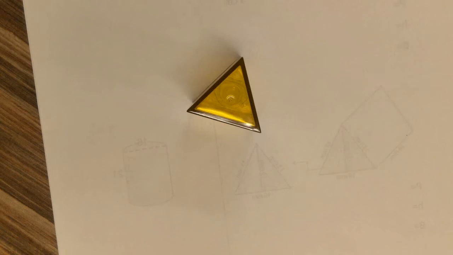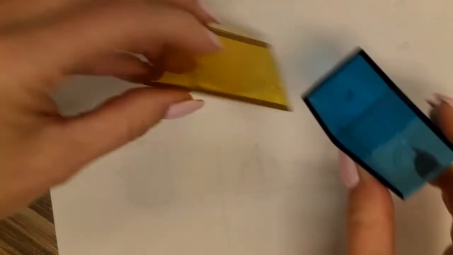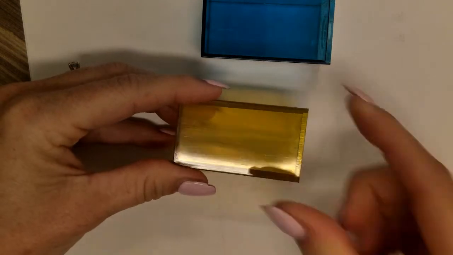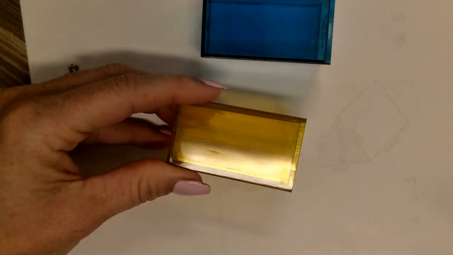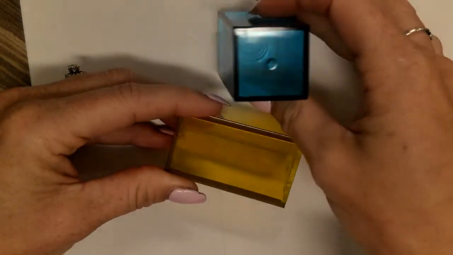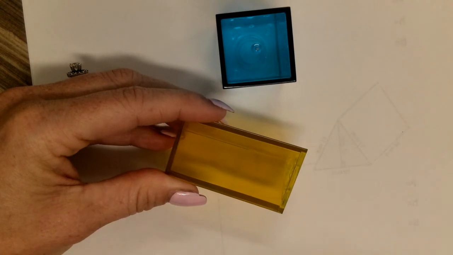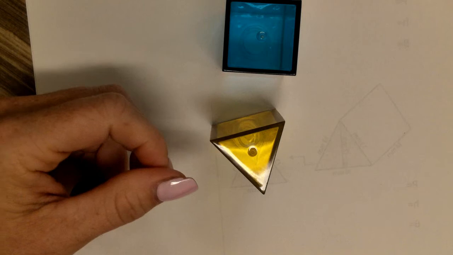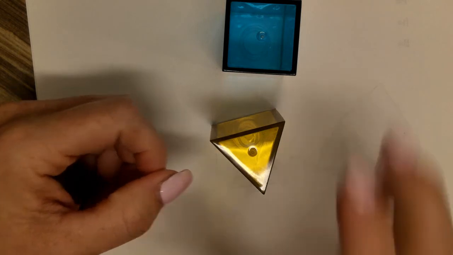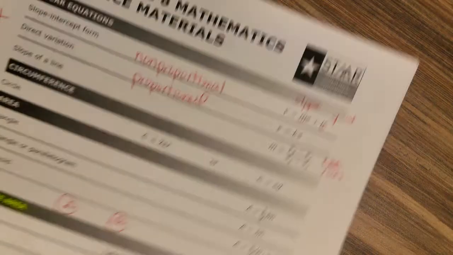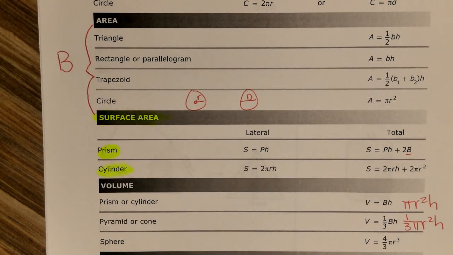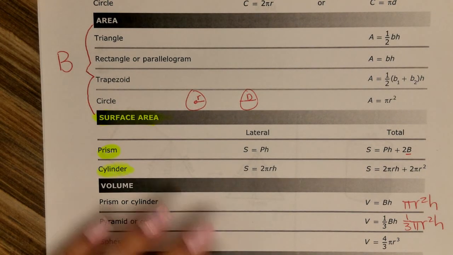So why are they both called prisms? Because the sides are rectangles. The first name tells you the name of the base. This one is a rectangular prism because the base is a rectangle. This one is a triangular prism because the base is a triangle. But they are still both prisms, and so the formulas for them are the same. Are we good? All right, so let's refresh our memory.